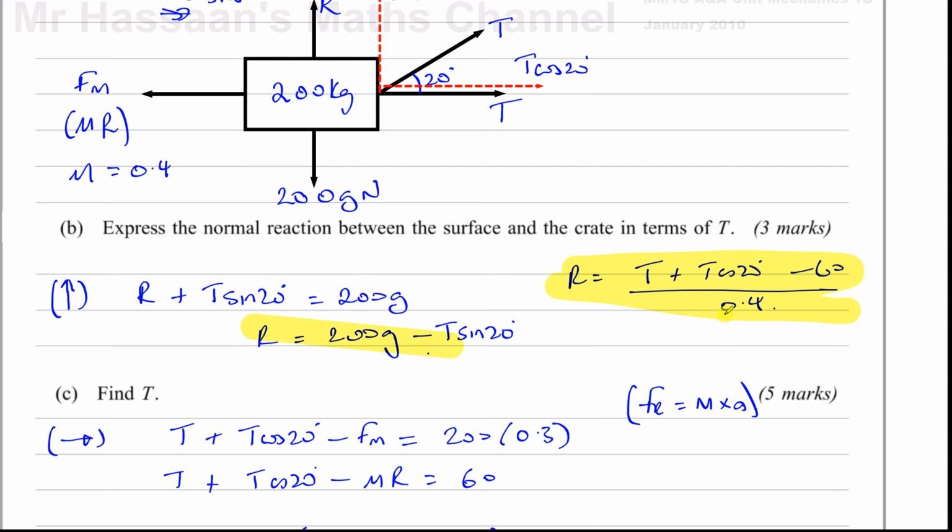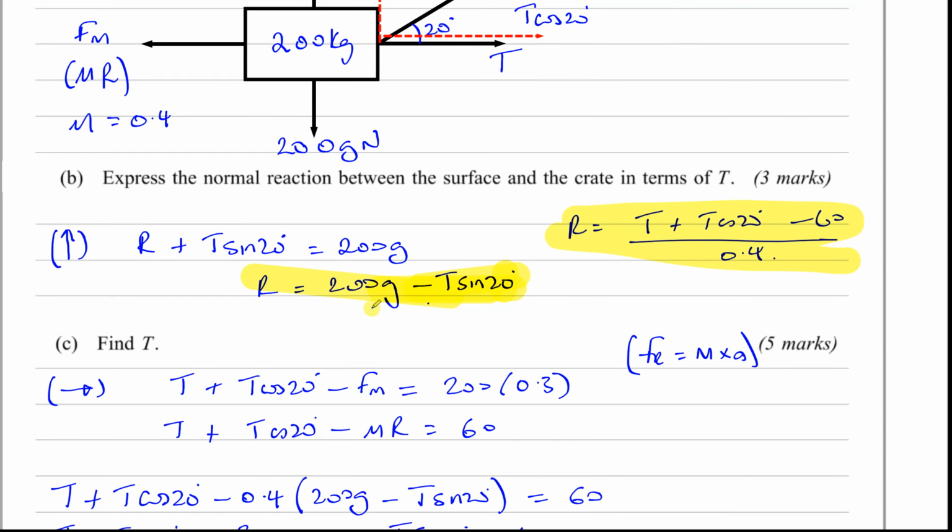They don't mention this at all. They mention this, but I'm sure that if somebody did it in this way, it would be unfair for them to have lost the mark, because R in terms of T, that's exactly what's written. And you're going to have to do this anyway to answer part C. You'd have to have resolved both horizontally and vertically, right?